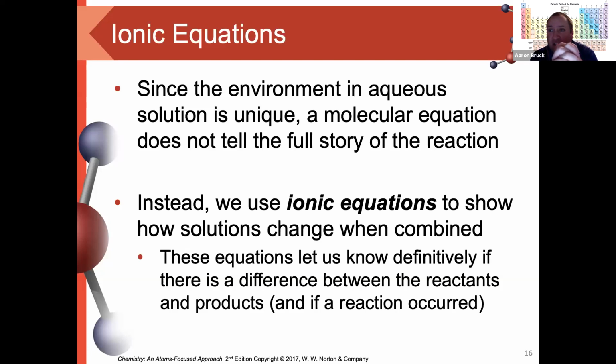So ionic equations help me to decipher what is going on when I combine those solutions with each other. Because we're going to use our solubility rules. We're going to use our electrolyte characteristics to help us to figure out what actually is being combined when we combine those substances. And based upon our ionic equation, we'll be able to see if anything changed. And if nothing changed, then we know that a reaction didn't actually occur. But if something does change from a molecular standpoint, from an ionic standpoint, then we know that we're onto something and that we have something to examine further.